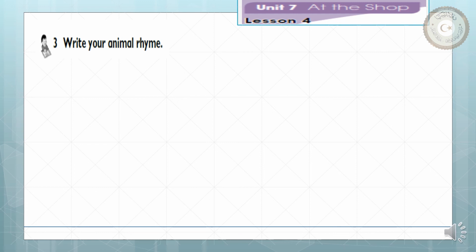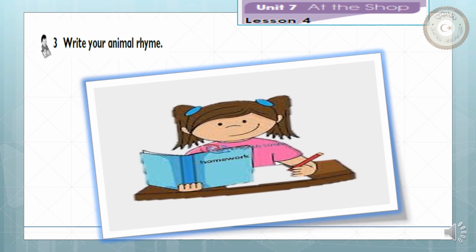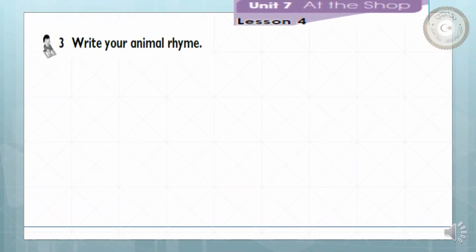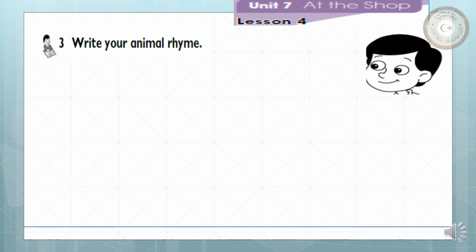Now look at the third activity. Write your animal rhyme. This is your task. You are going to write your own rhyme. So please prepare yourself and bring your pencils with you, and then let us start. Remember, we are going to write our animal rhyme. Let us ask Omar to help us.